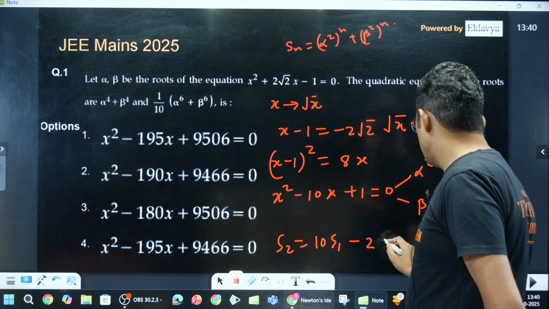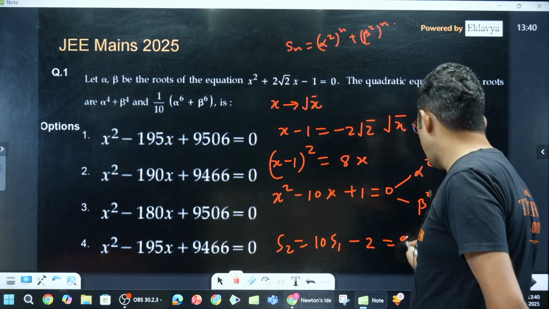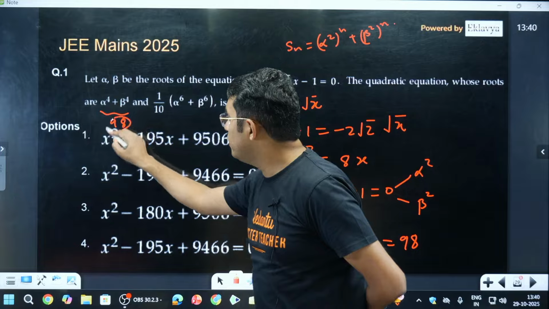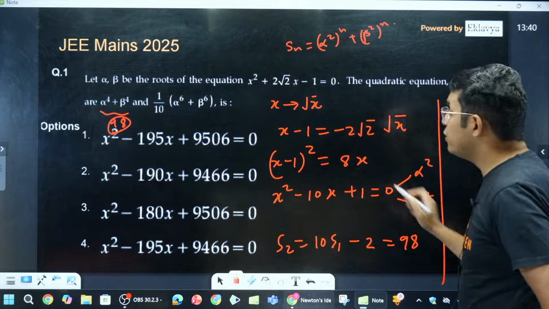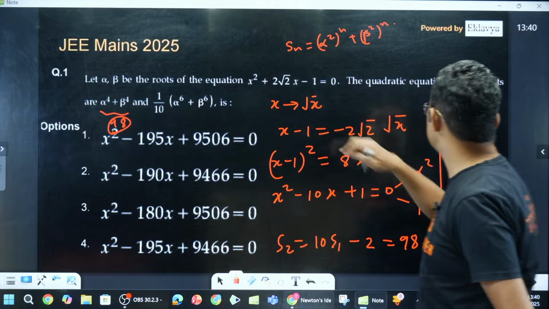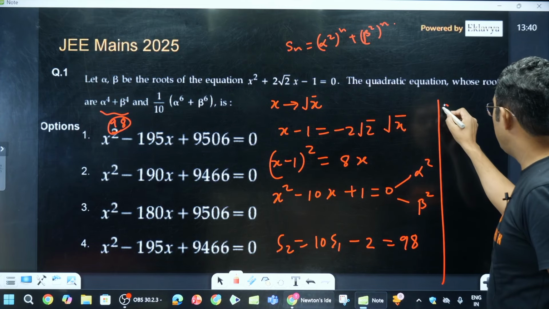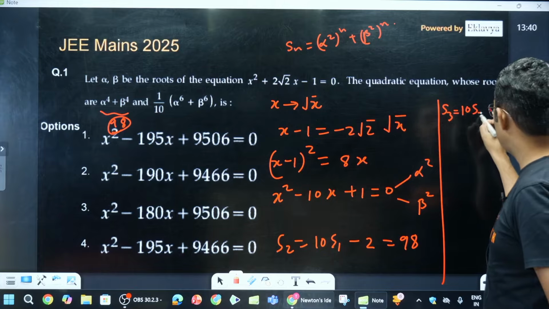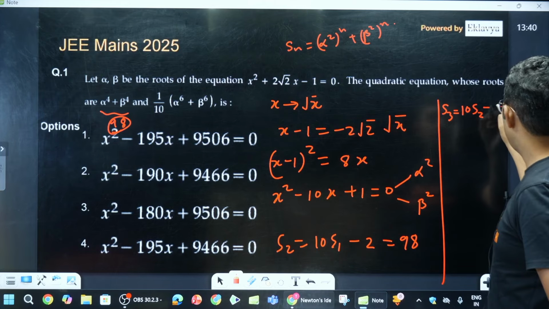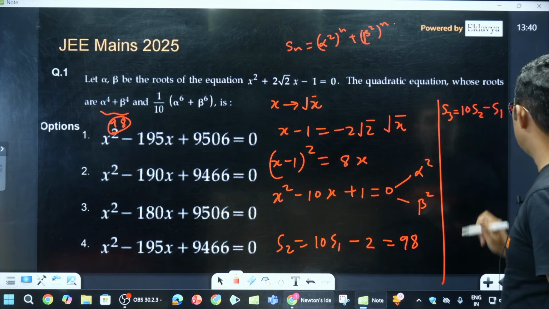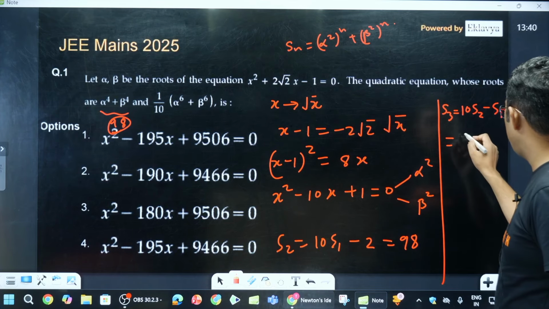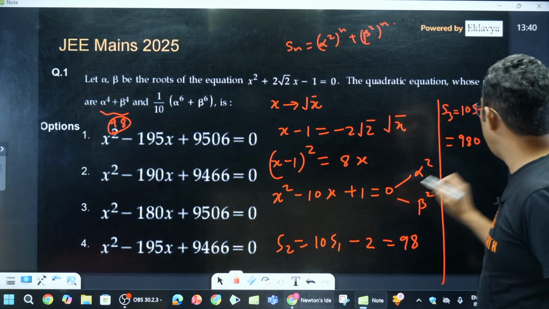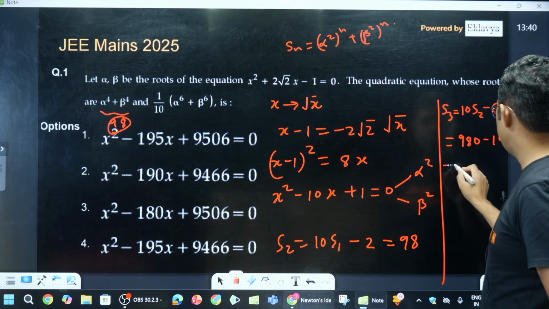Now S1 is how much here? S1 is I think 10. So 10 into 10, 100 minus 2, 98. So this value is 98. Okay, now we are looking for S3. Please connect with this. Now if you want to know S3, it will be 10 times S2 minus S1. Now S2 we have found 98, so it will be 980, and S1 value is 10 here, so it will be minus 10. So this gives you 970.